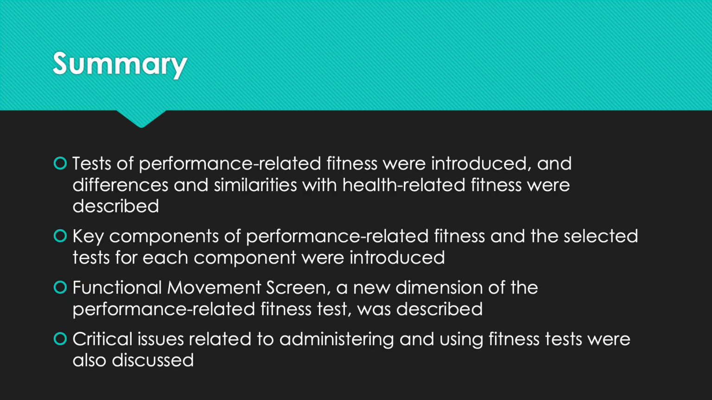In summary, between Part 1 and Part 2, we talked about the tests of performance-related fitness and introduced the differences and similarities with health-related fitness. We also talked about key components of performance-related fitness, and then selected tests for each component were introduced. We talked about the functional movement screen, as well as critical issues related to administering and using fitness tests were also discussed. The following slides are a few review questions for this chapter.